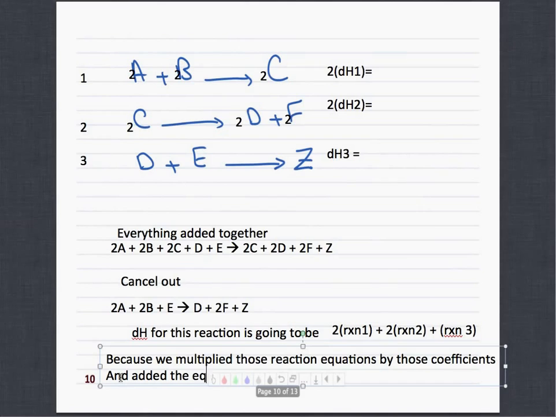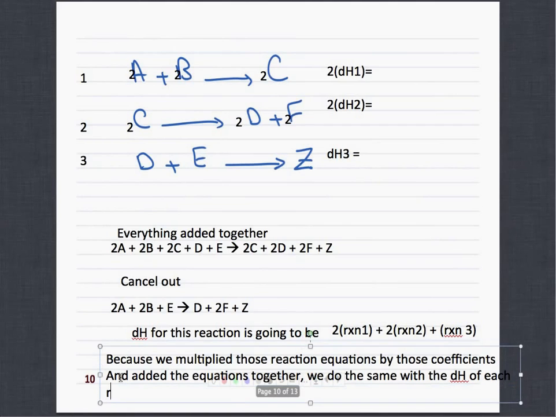So all what I'm doing in here, this reaction, I don't know the delta H of this reaction. So what I do, I use 3 other reactions, I modify them so that when I add them together, I end up with 2A plus 2B plus E, and I can figure out the delta H of that reaction. And this is Hess's law. This is what we're gonna do now.